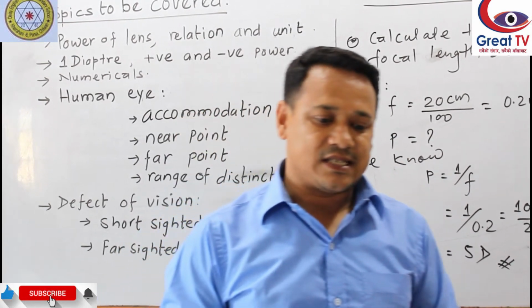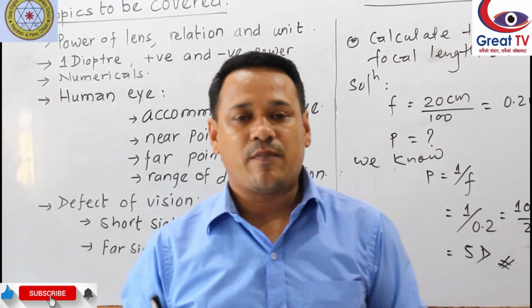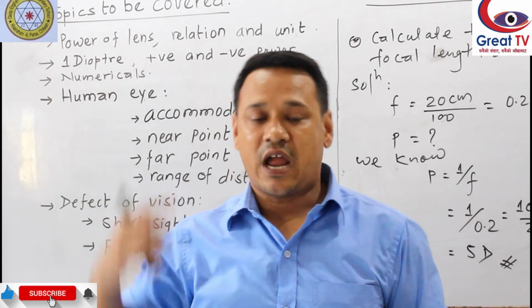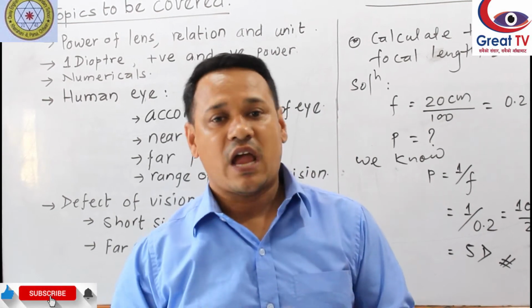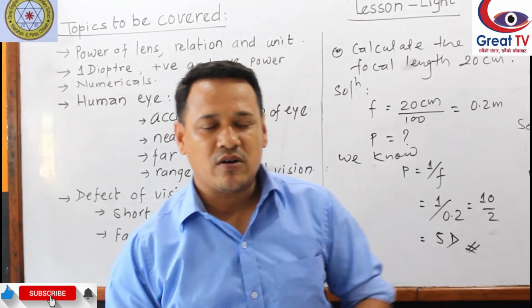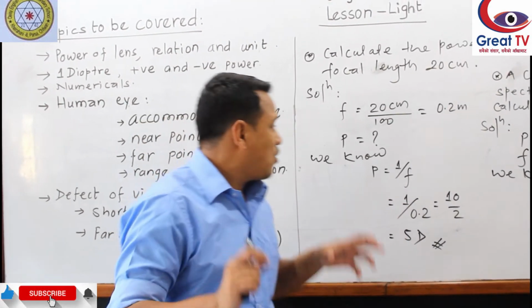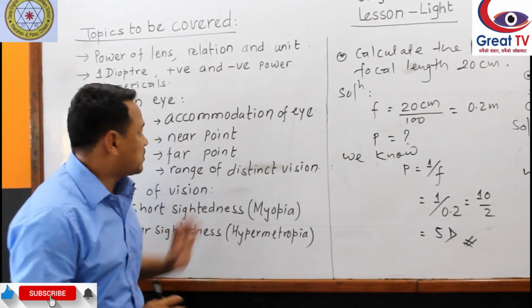This image is connected with the optic nerves to the brain, and the brain again inverts the image and we can see the erect image. About this now we will have to discuss. Only we are going to discuss about these points.